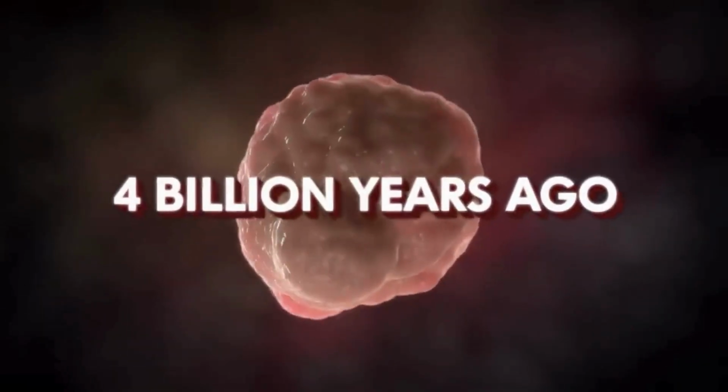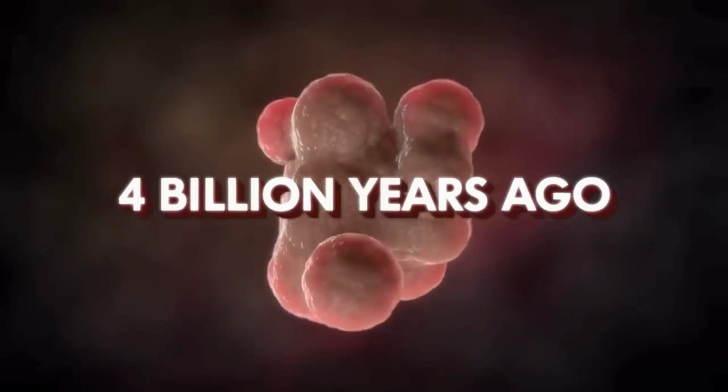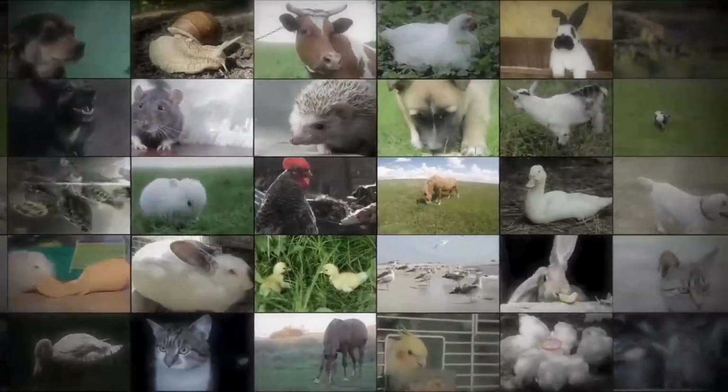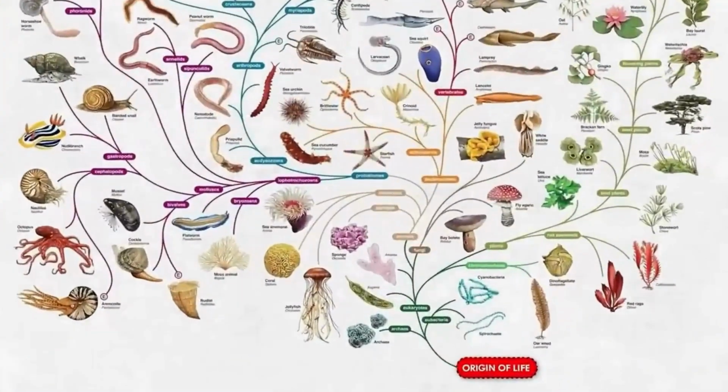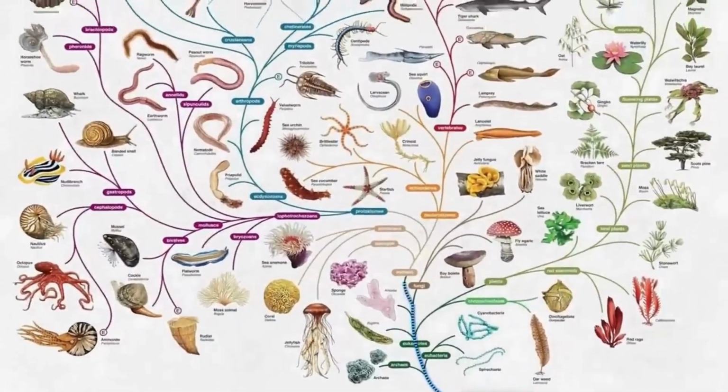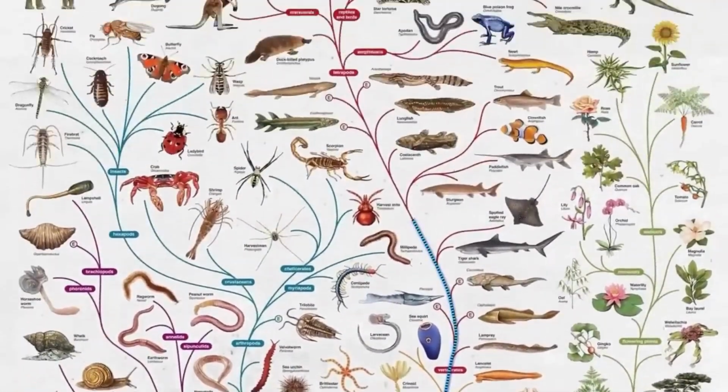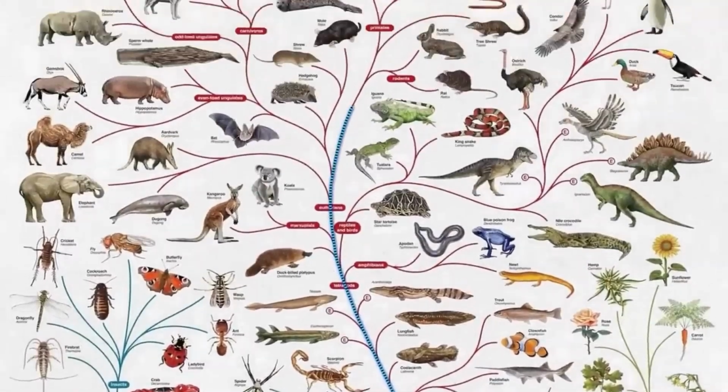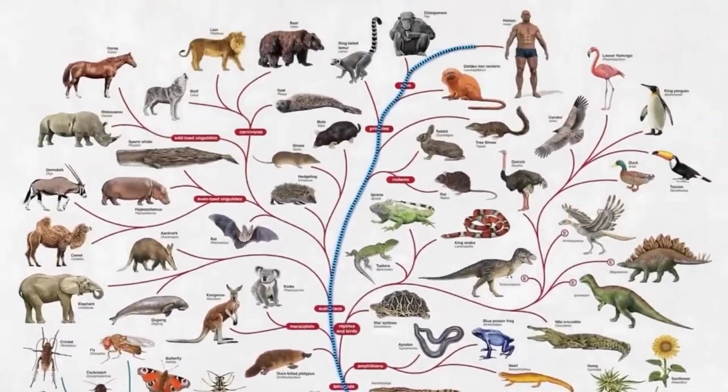Hello friends, approximately 4 billion years ago, life began on Earth. After billions of years of evolution, numerous species of plants and animals evolved. All these trees, plants, animals, and creatures that you see today, all of them exist due to evolution. One of these species is Homo sapiens, that is, humans.